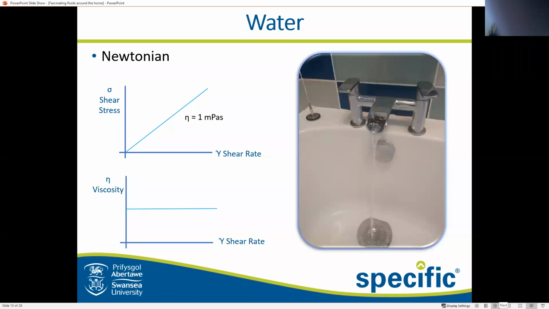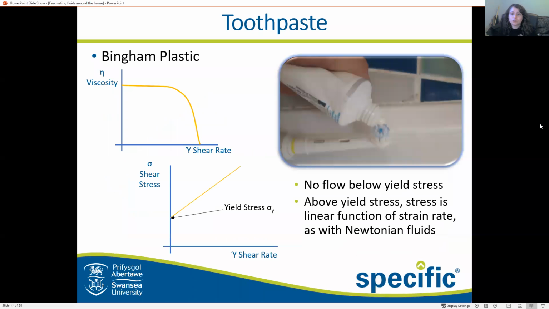viscosity. Moving on to something a little bit more complex. So toothpaste is actually a Bingham plastic. And what this means is that if I apply a certain amount of force, a certain shear rate, it won't budge at all. So you might find that when you're trying to push your toothpaste out, you won't get any flow, and then suddenly it flows, at which point it behaves in a more Newtonian manner.